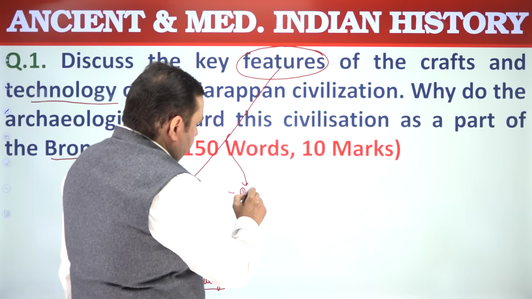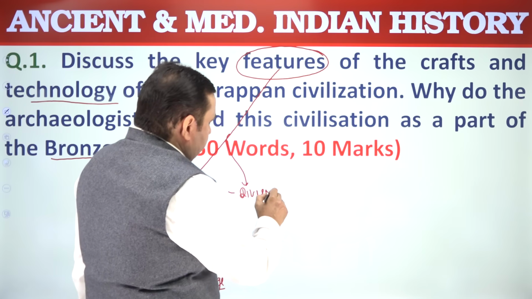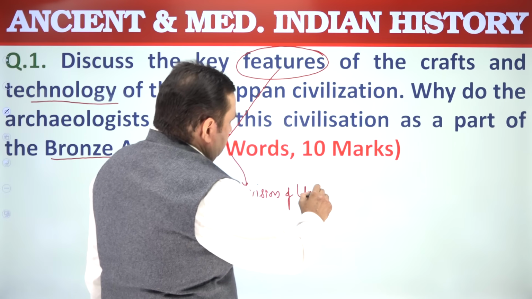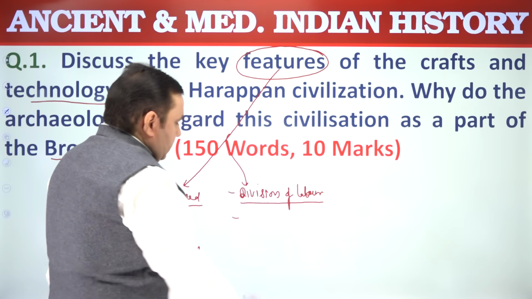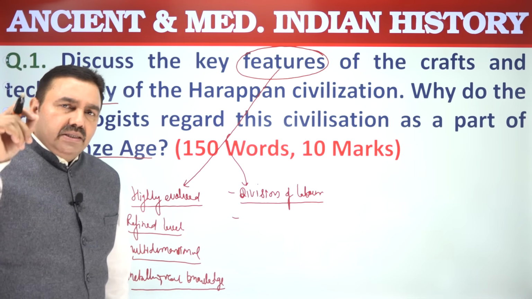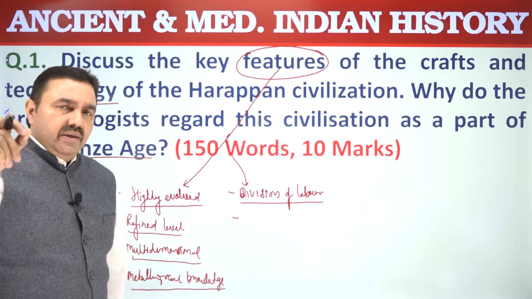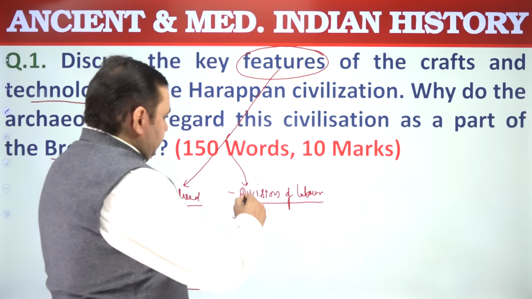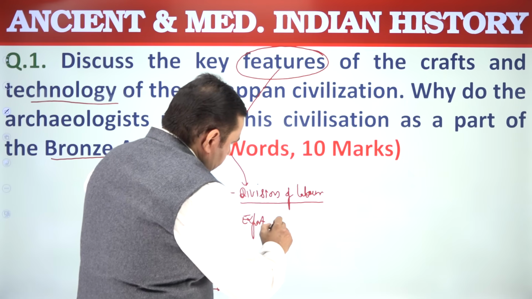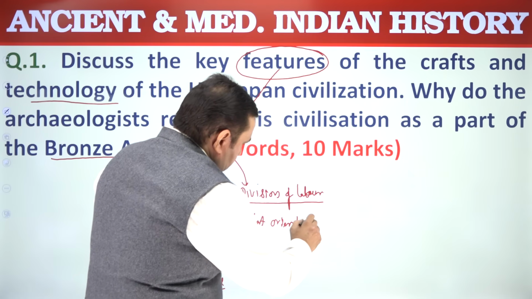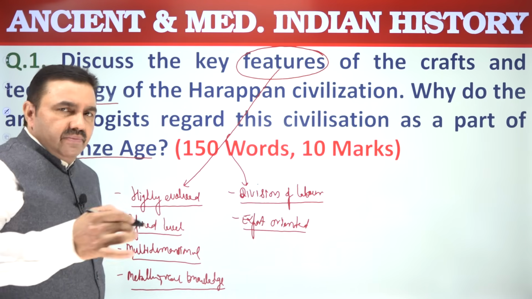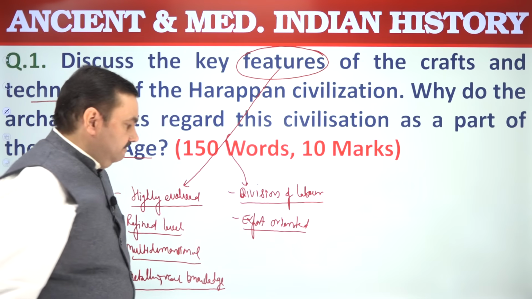Division of labor. It appears that Harappan crafts were practiced by experts, and this expertise was possible only if there was division of labor in society. Some were potters, some were seal makers, some were brick makers, some were making ivory goods. Then Harappan crafts were export oriented because many of these craft goods were exported by Harappans to Egyptian civilization, to Mesopotamian civilization.